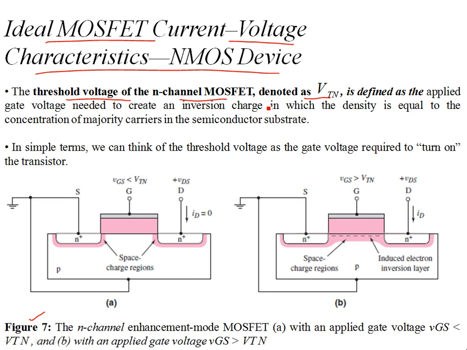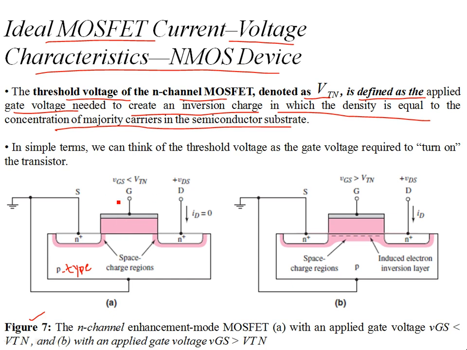This threshold voltage is defined as the applied gate voltage that is needed to create an inversion charge in which the density is equal to the concentration of majority carrier in the semiconductor substrate. So the idea is as follows. This is a p-type substrate, which has a majority of positive holes in it, and then you have those two n-doped regions for drain and source. Then the gate is insulated by an insulator, silicon dioxide, or some other form of insulator. So it is separated. It's like a MOS capacitor.